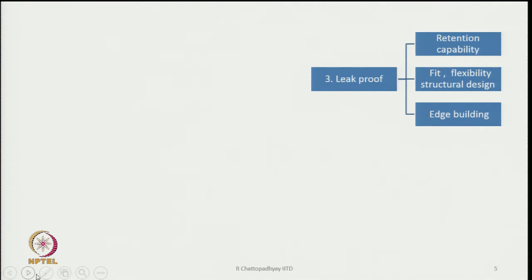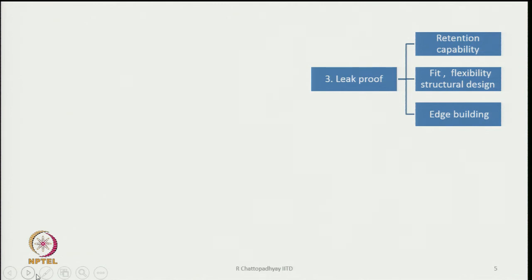Next comes leak proof, which we have discussed. For leak proof, the important aspect is the retention capability of the fibrous structure as a whole. It depends upon the fit and flexibility of the structure, because it starts leaking when there is some external pressure acting on it. And if the external pressure is acting on a small area, the pressure is going to be very high, and in that case there is a possibility that the structure may fail. So, the flexibility of the structure as a whole is important, and how it is fitting. Even if some accidental leakage is there, the liquid should not move out.